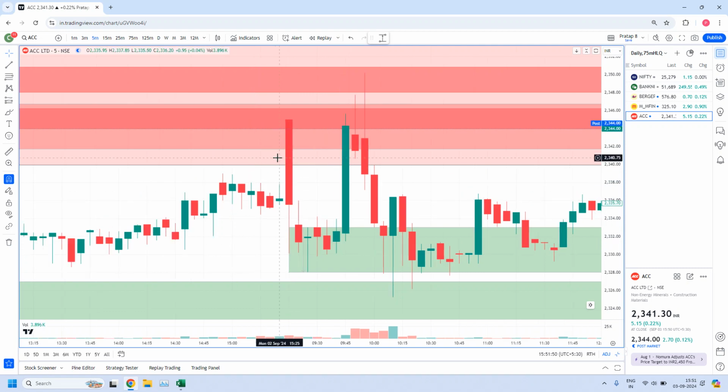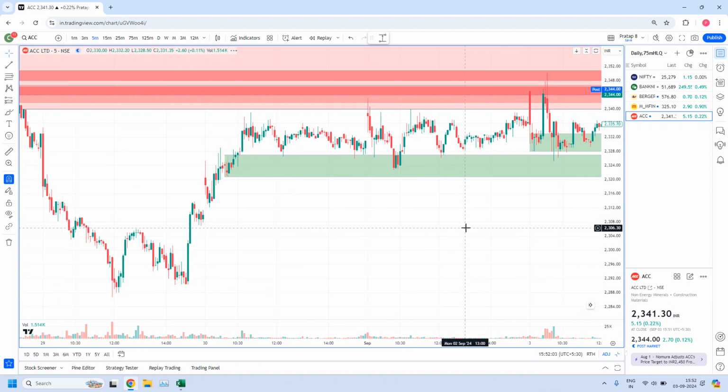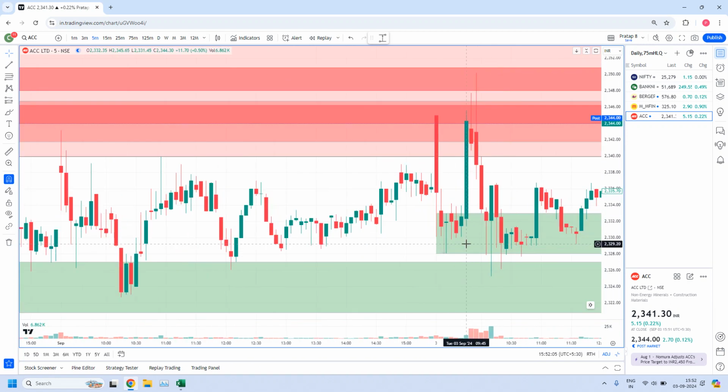But from our high liquidity zones point of view, it has provided an opportunity, and again it turned into a successful trade. You got an entry here, and up to here you got the profit. This is a successful trade. So this is one point you have to observe. And after that, what happened?